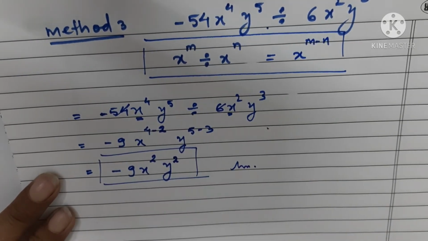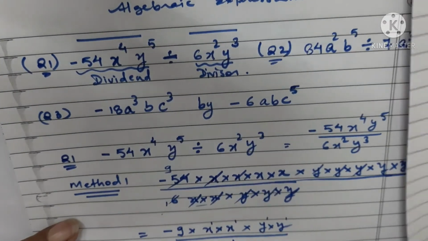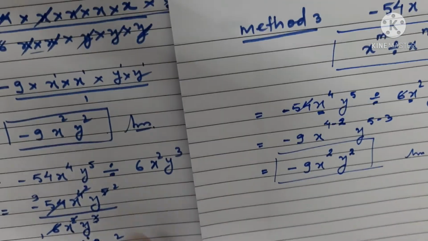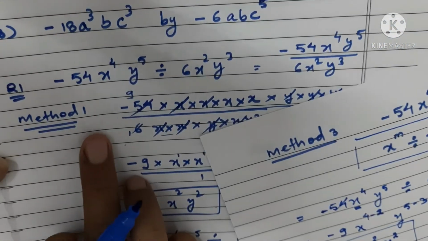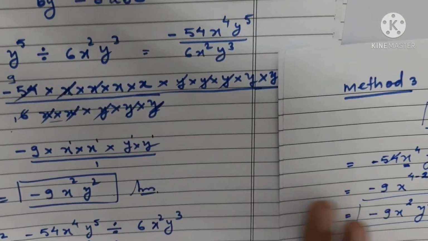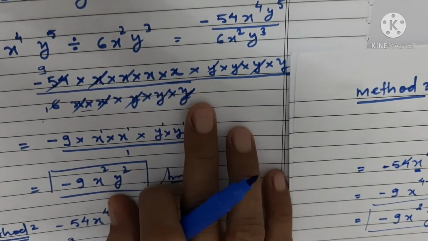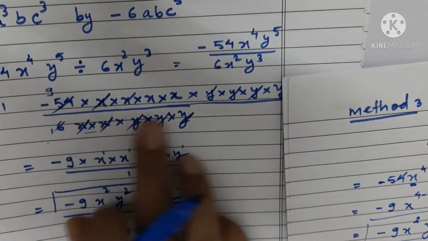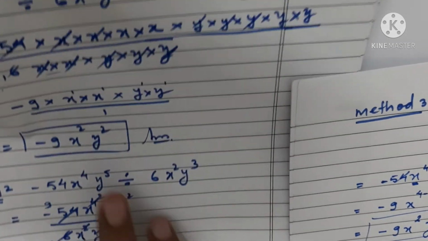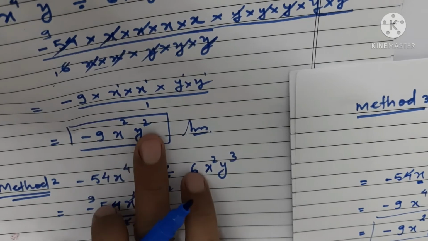Understood? Are you getting the same answer here at the back? Let us have a look. In all the three cases, this was method 1, in which we have done the fraction method, and then we have expanded the powers. We have just opened the powers and expanded the variables, and we have got the same answer here, minus 9 x to the power 2 and y to the power 2.